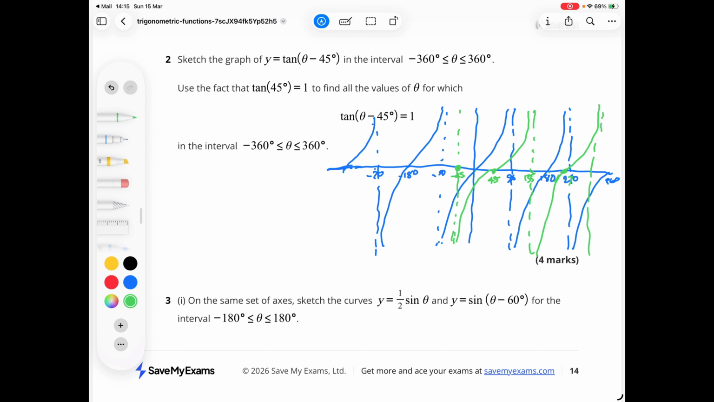Okay. On the same set of axes, draw, in the interval, find all the values of theta for which tan of theta minus 45 equals that. So when does tan normally equal 1? If we put in shift tan 1, what does that give us? So 45.